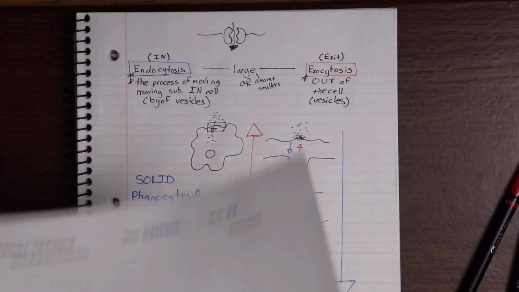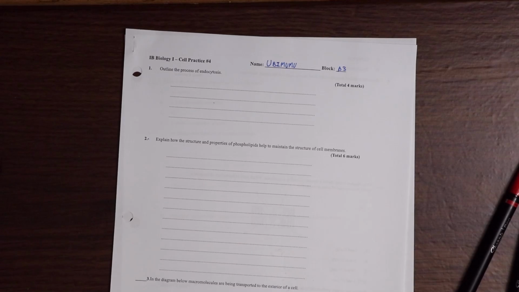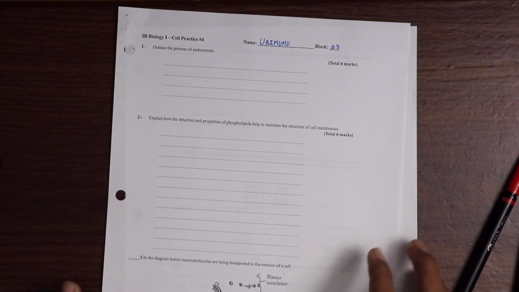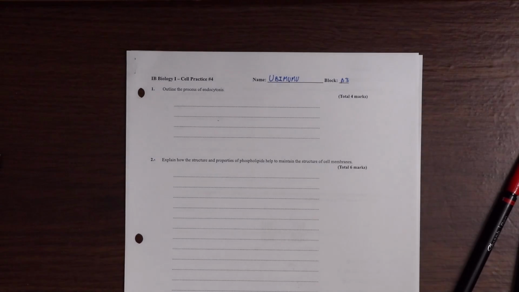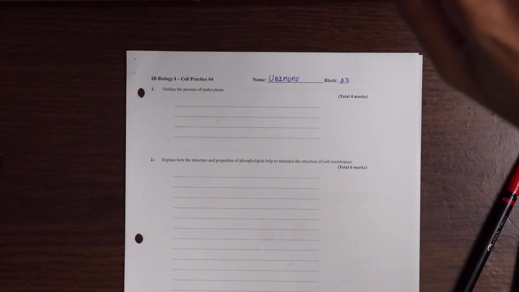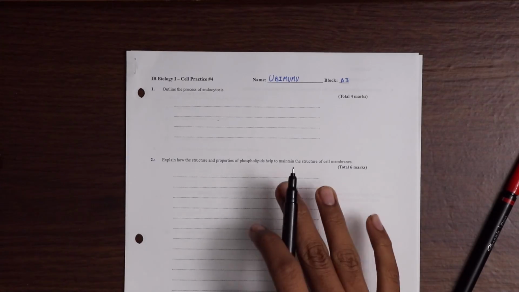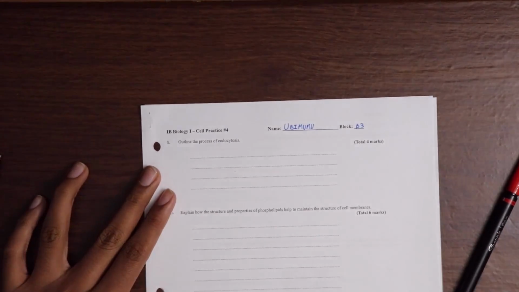Originally, we have this, right? So this was our original question. Step number 1, outline the process of endocytosis. We already went over this. Again, some people might be skipping to this point, but a brief overview is, let's zoom in so you can read.